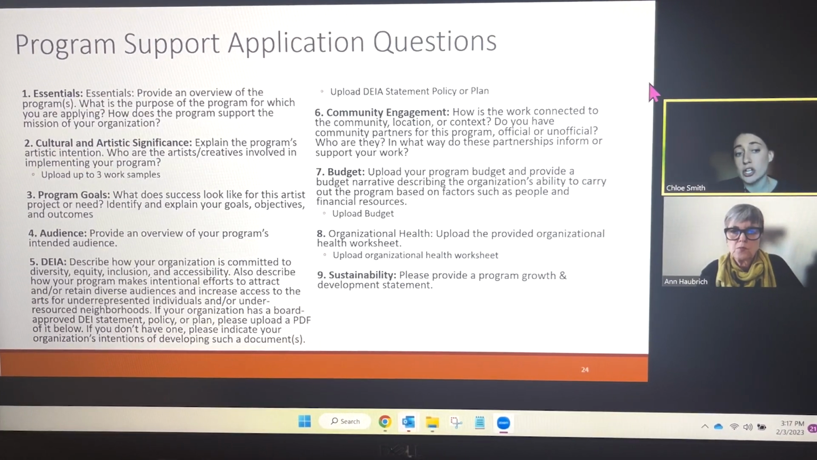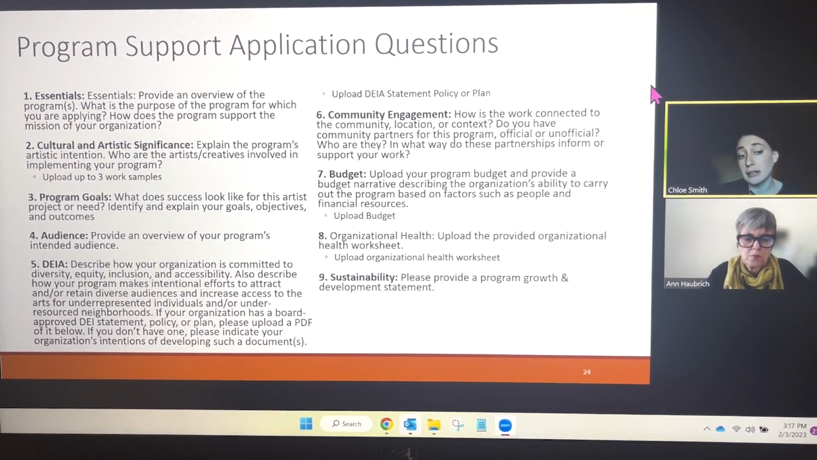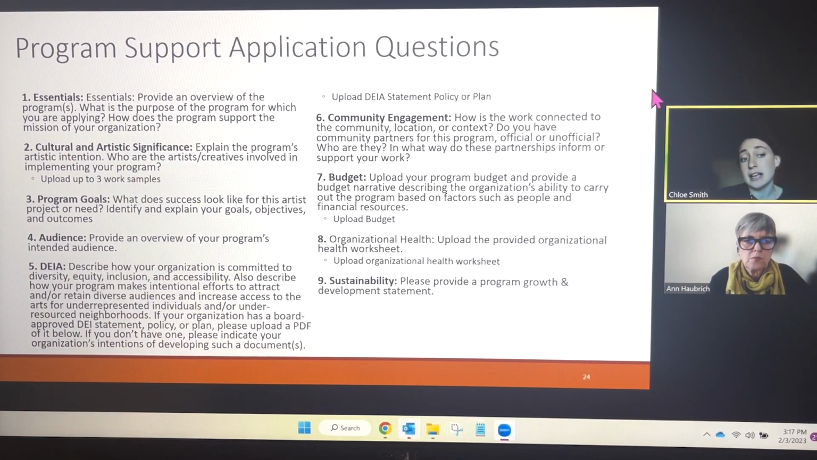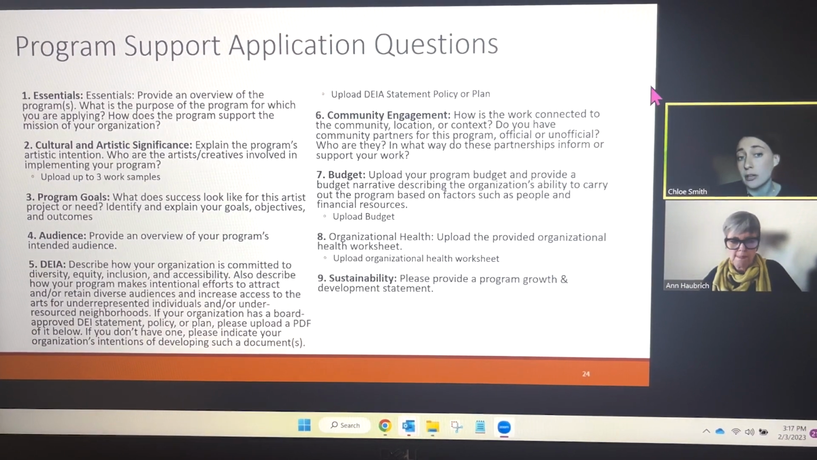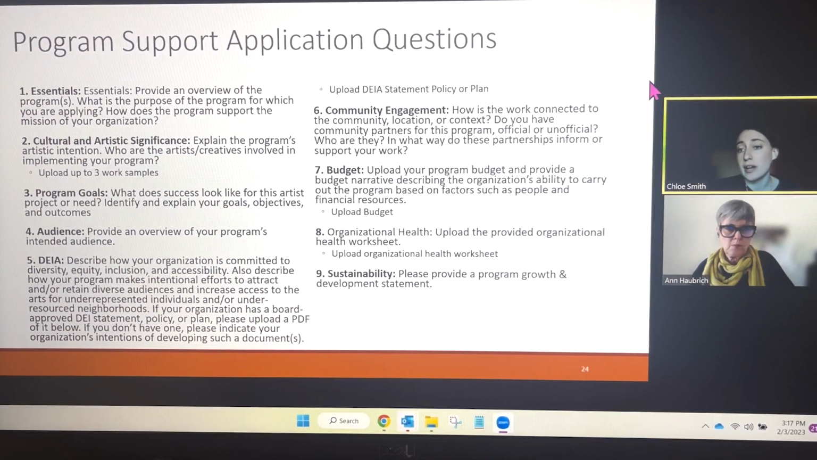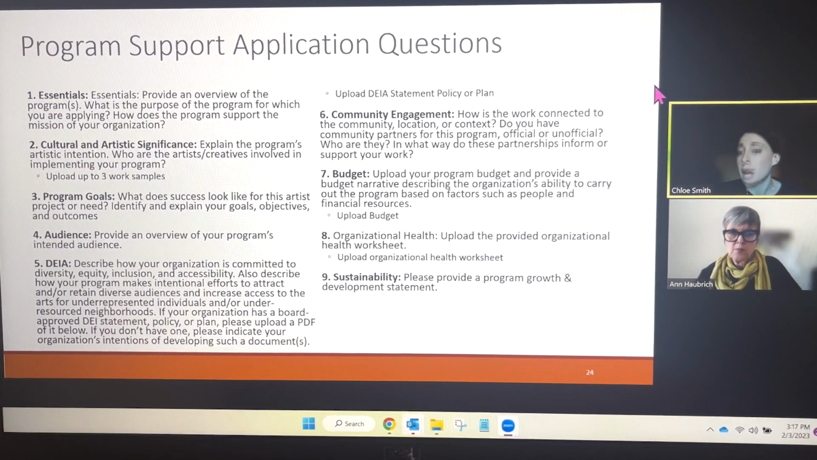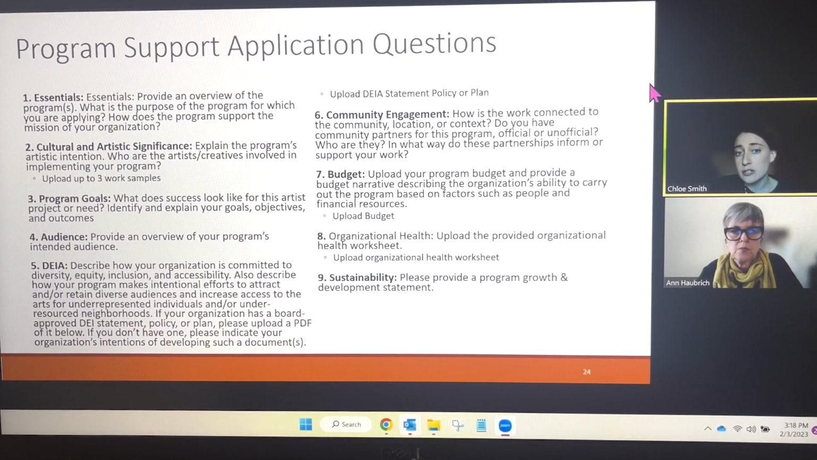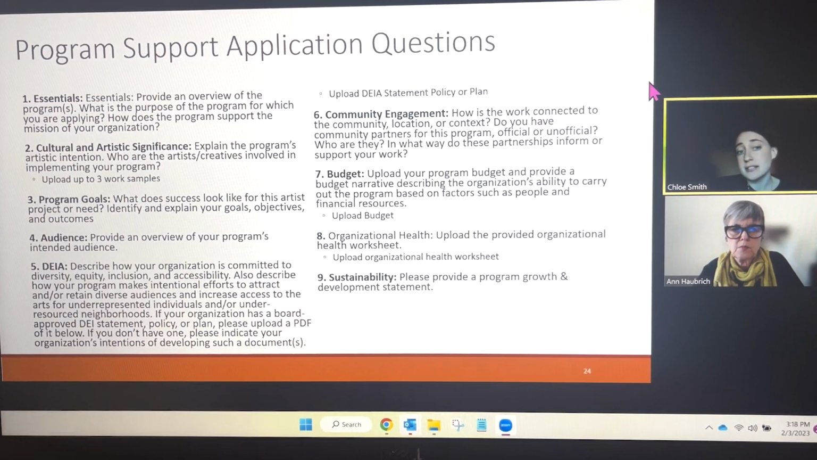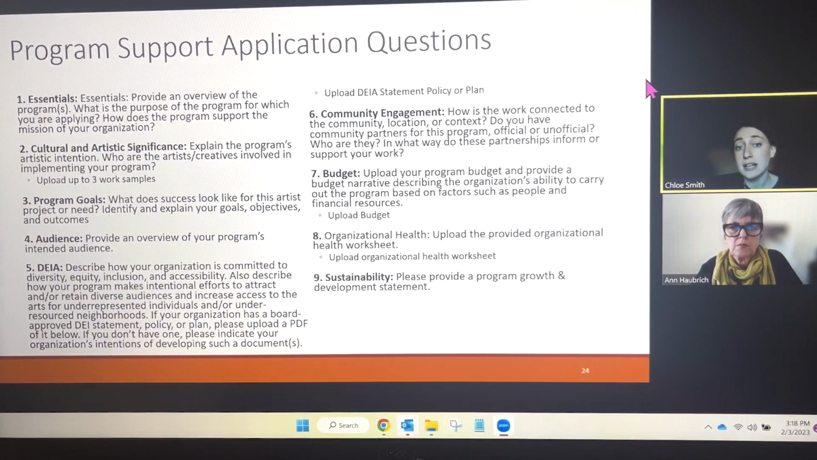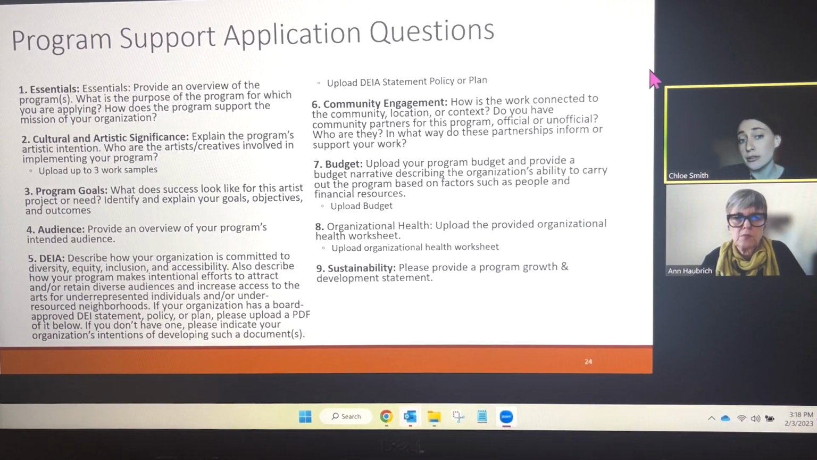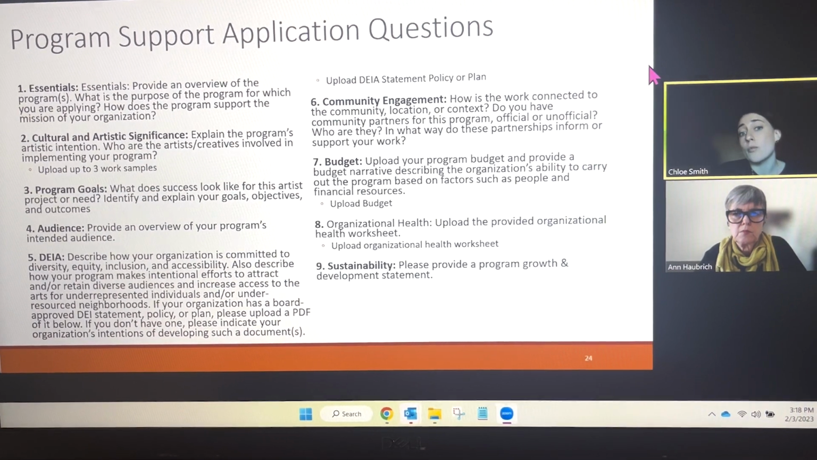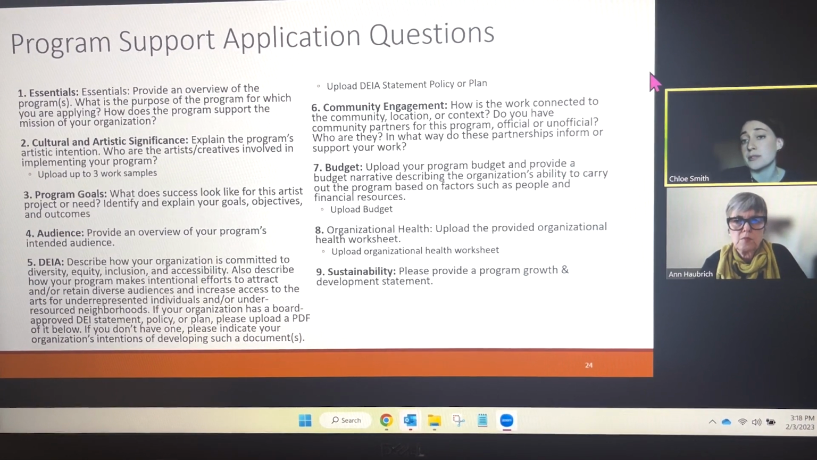If your organization has a board-approved DEI statement, policy, or plan, we'll ask that you upload it below. And if you don't have one, please indicate your organization's intention of developing such documents. And then, of course, you'll have the opportunity to upload that statement, policy, or plan here. Your sixth question will be about community engagement. How is the work connected to the community, location, or context? Do you have community partners for this program, official or unofficial? Who are they, and in what ways do these partnerships inform or support your work?